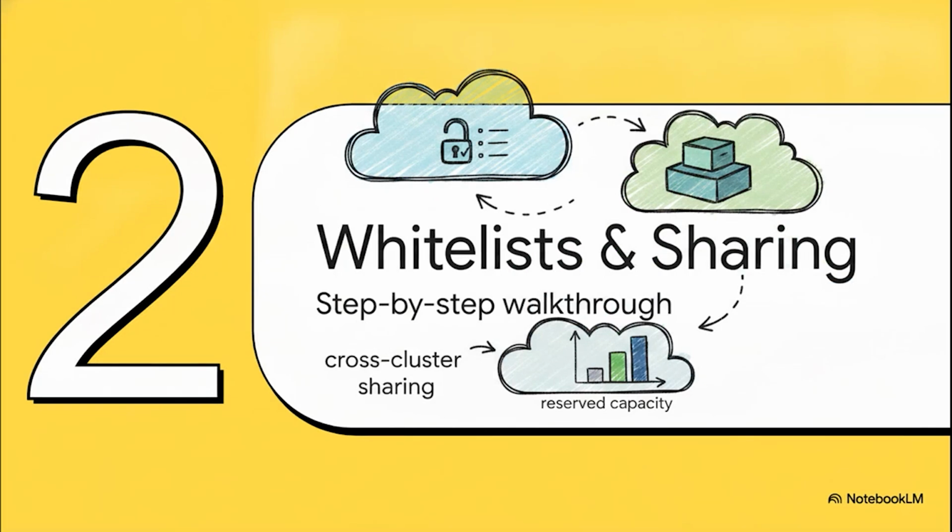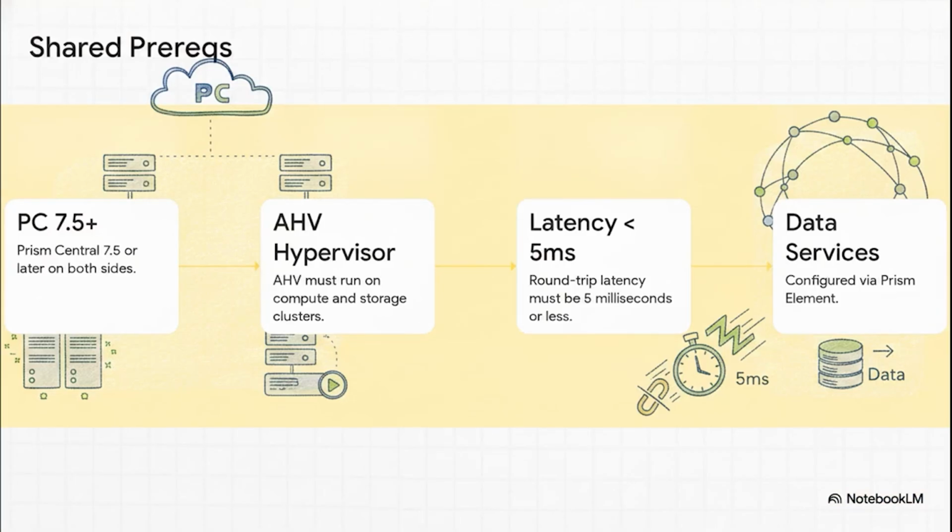Moving right along to Section 2, Whitelists and Sharing. Let's do a step-by-step walkthrough. Say you want to use elastic VM storage to share a container from one Nutanix AHV HCI cluster with VMs on a totally different cluster. You can't just flip a switch and hope for the best. You have to strictly meet 4 conditions. First, both the compute cluster and the storage cluster have to be registered to the same Prism Central domain running version 7.5 or later. Second, both sides have to be running AHV.